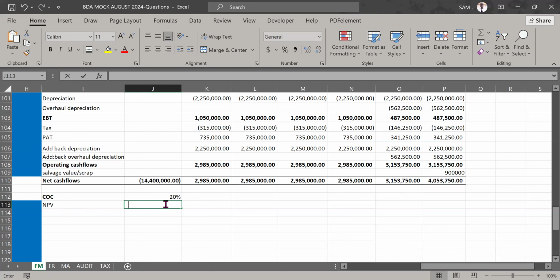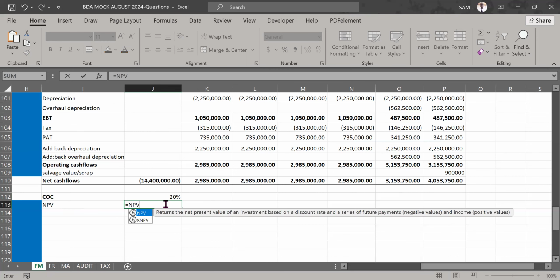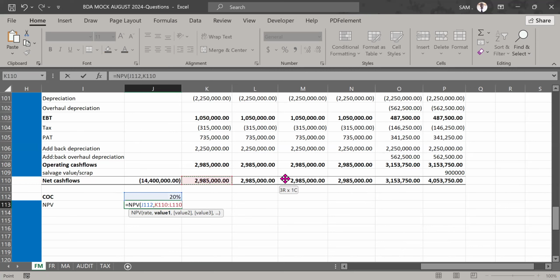So we come here and say NPV, like we started. We pick the rate of 20%. Then when picking the values, do not start picking the values from year 0. No, we are starting from year 1. That's why even the formula is saying value 1. So interpret it as value in year 1. So you start highlighting the net cash flows from year 1 to the end, year number 6, like that. You close that bracket.